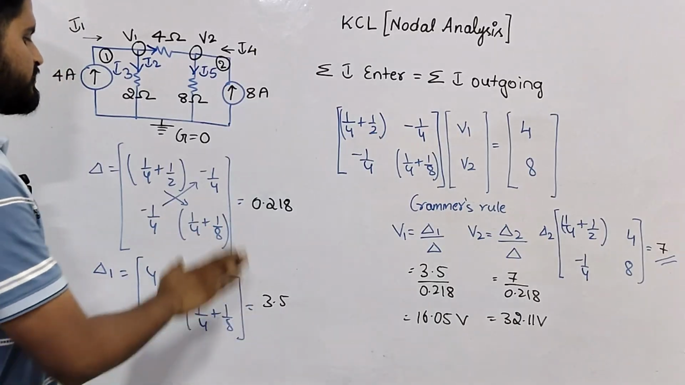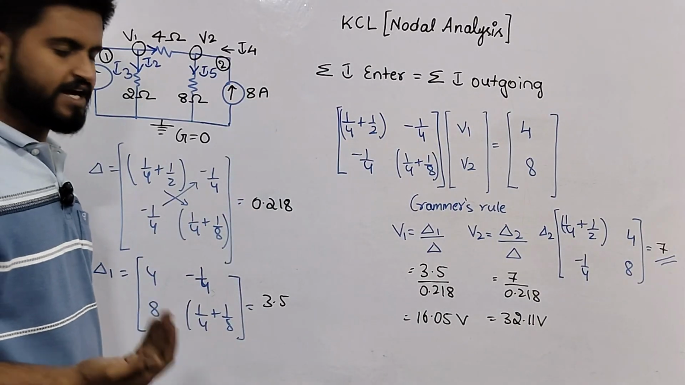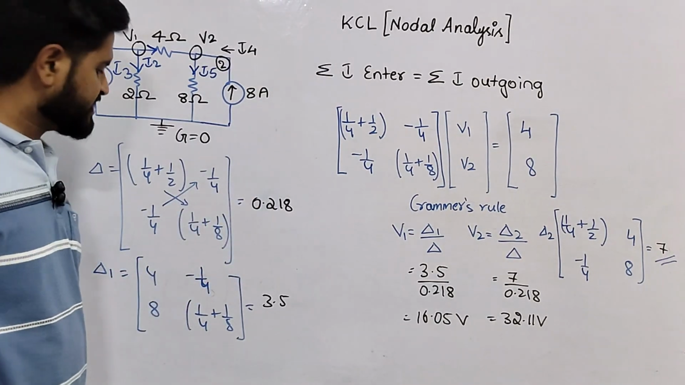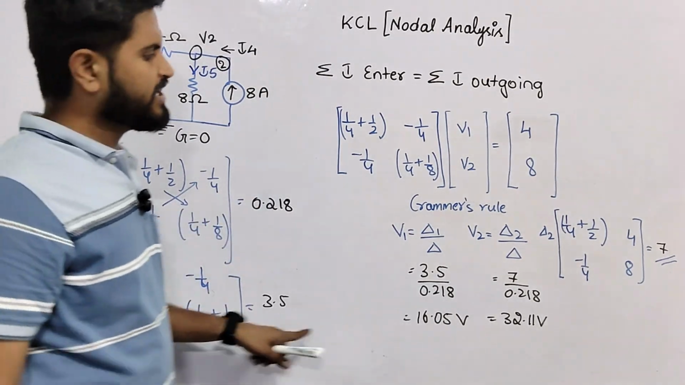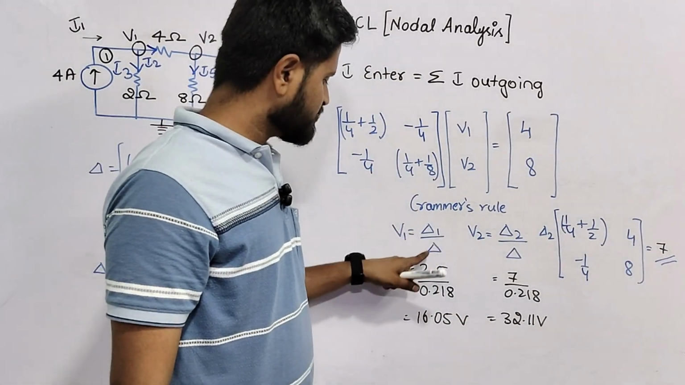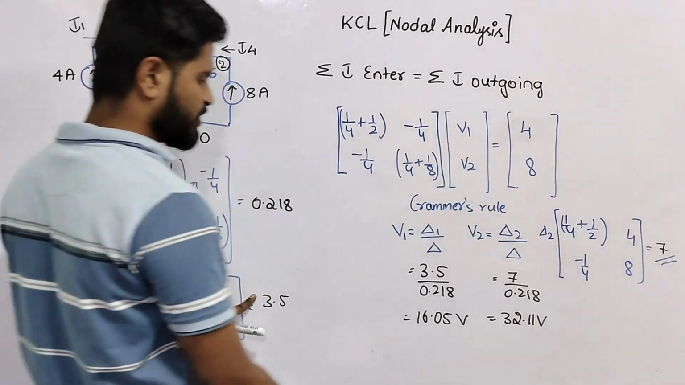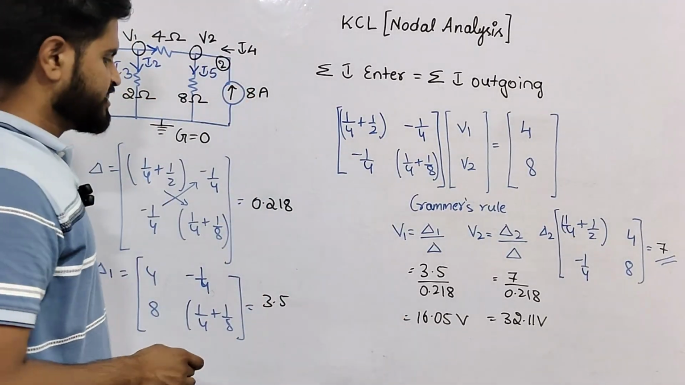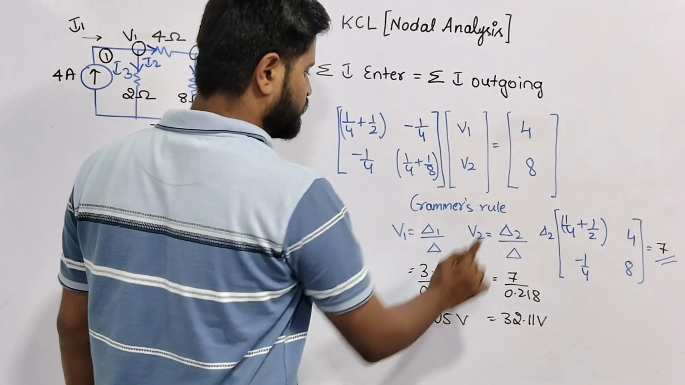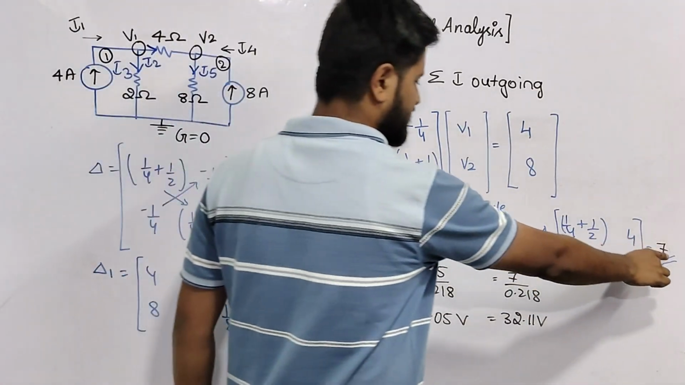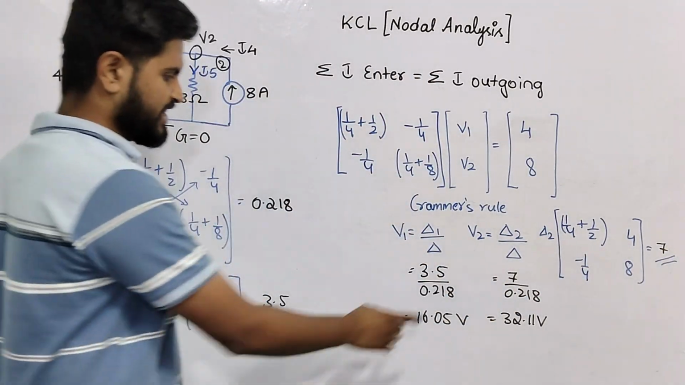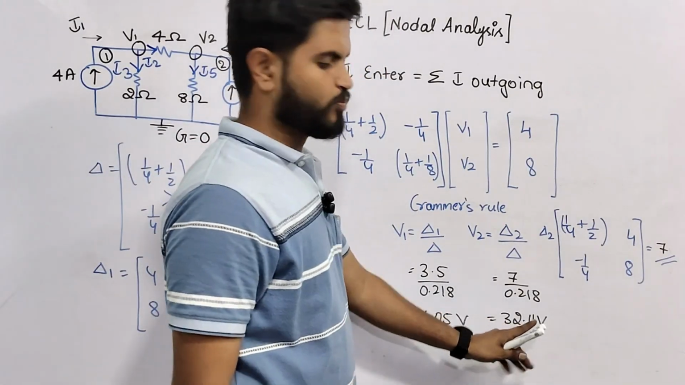So now you can see here we have calculated using the calculator by cross multiplication. Delta value is 0.218, delta 1 is 3.5, delta 2 is 7. So V1, if you want, delta 1 by delta. Delta 1 value is 3.5 and delta value is 0.218. If you divide, you will get 16.05 volts. Next, V2 means delta 2 value is 7 divided by delta value 0.218. If you divide, you will get 32.11.